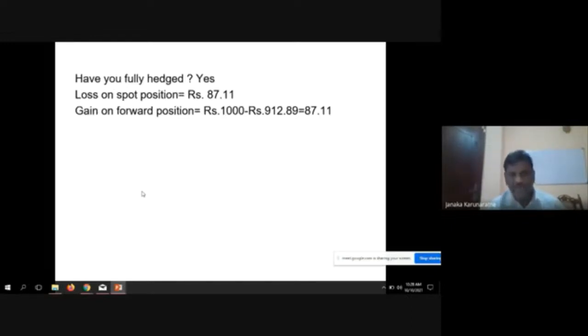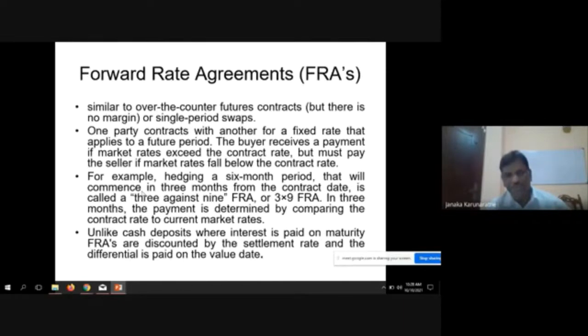Okay, this is how you fully hedge: loss on spot position and gain on forward position. So you are making your position zero. Any questions so far? In any given scenario, you should be able to work out what risk management tool you are going to use.